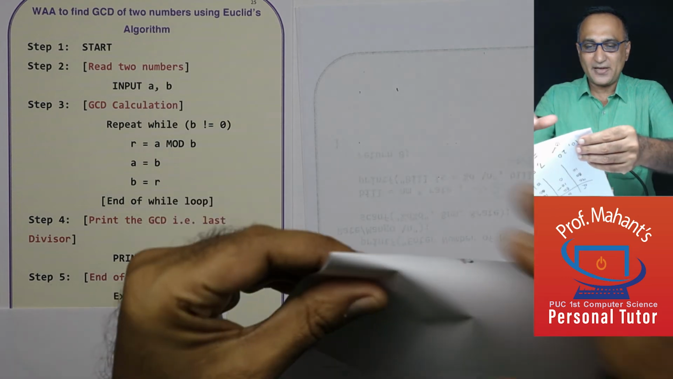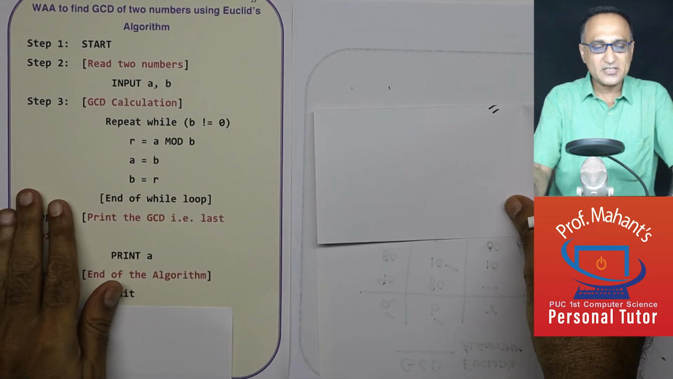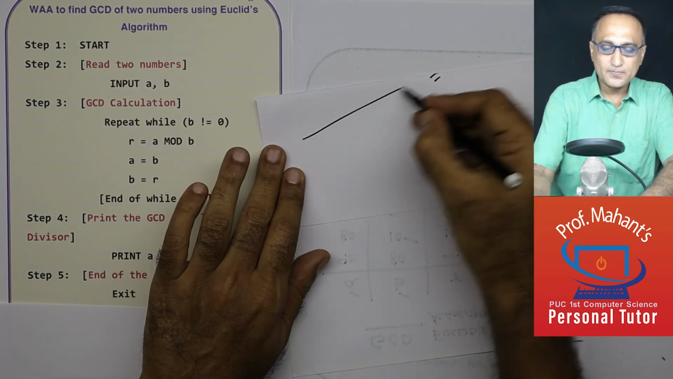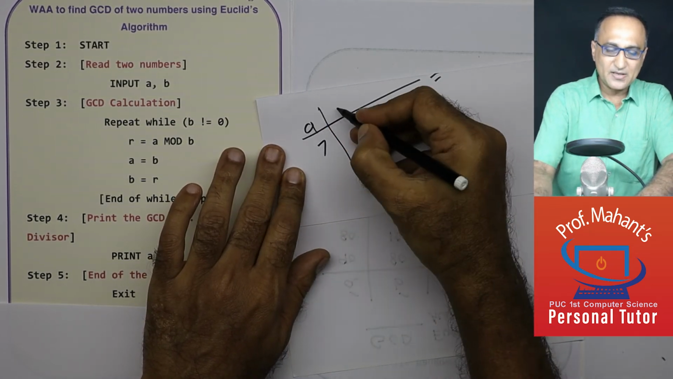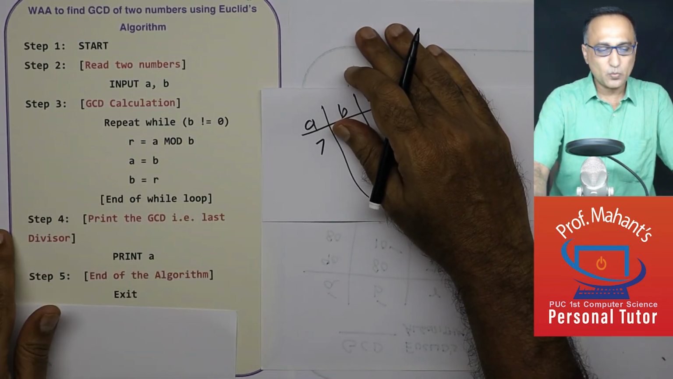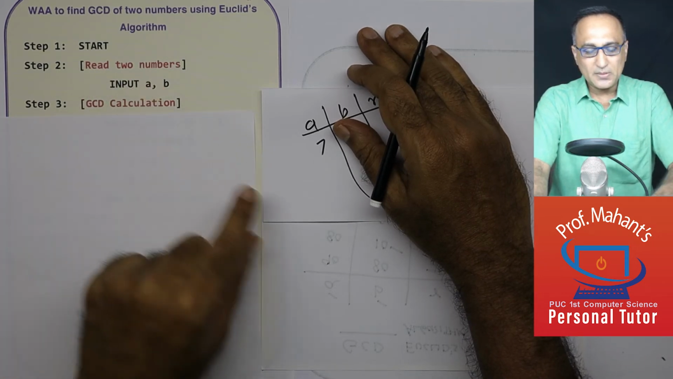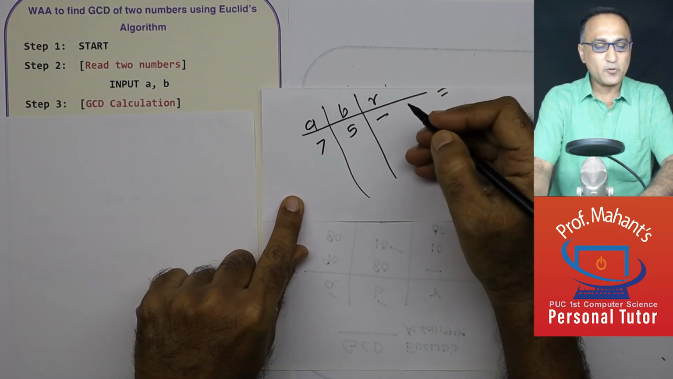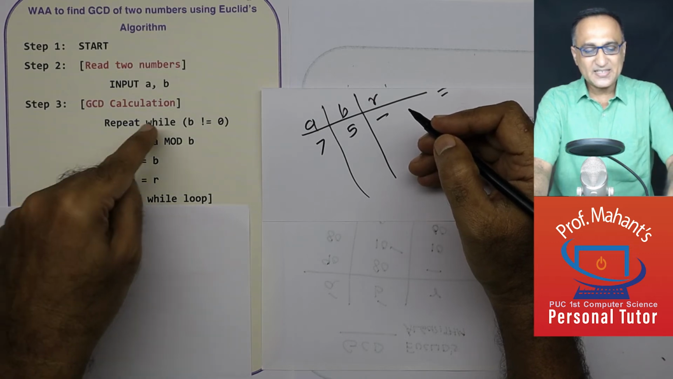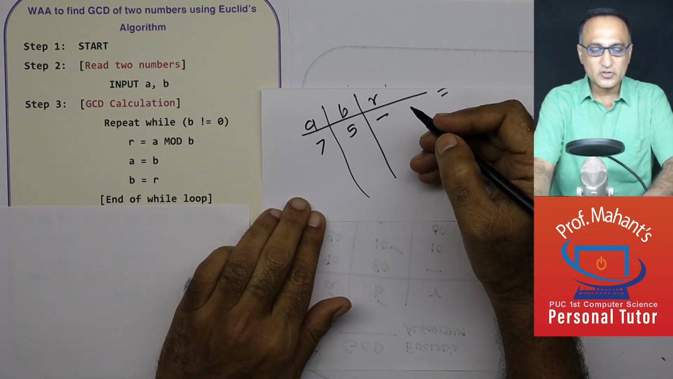In order to further clarify our concept, let's take two different numbers where the GCD ends up being 1. Alright, let's experiment on that one. So I'm taking A as 7, B as 5, and I have not given any value to remainder. Let's see how things work. Now I am doing a start. I am reading two numbers. A is 7, B is 5. Remainder, I don't care what the value is. Now I come into this loop. These are a set of statements which are going to be executed again and again as long as the value of B is not equal to 0.